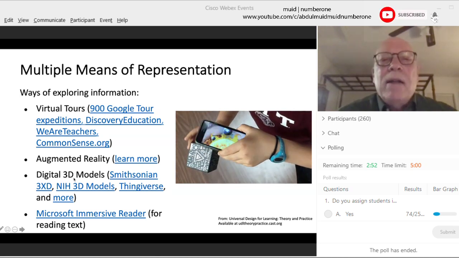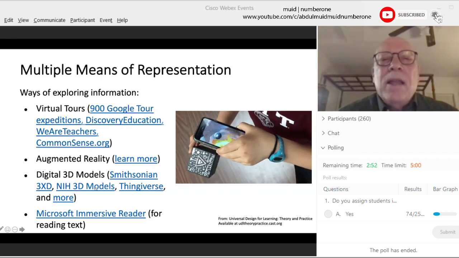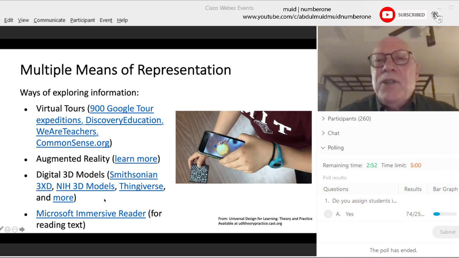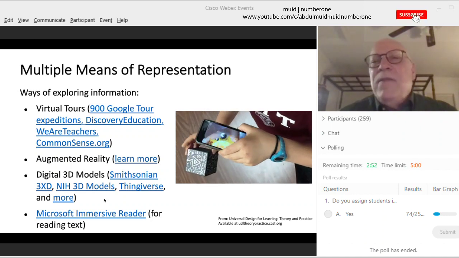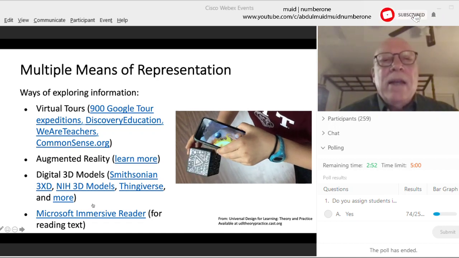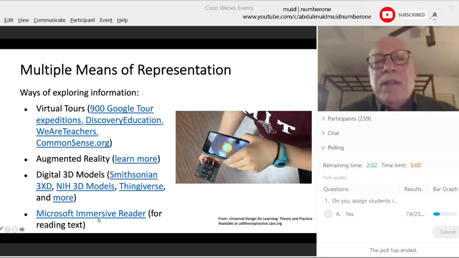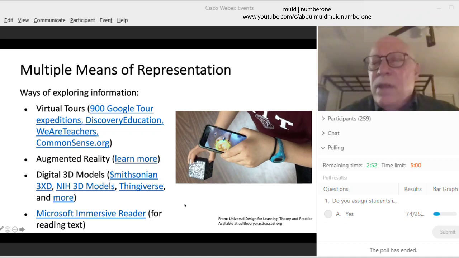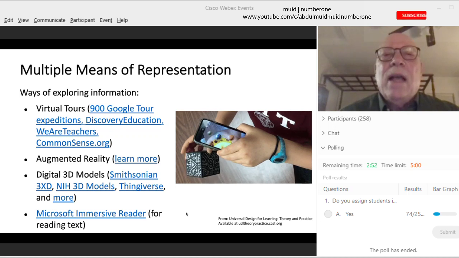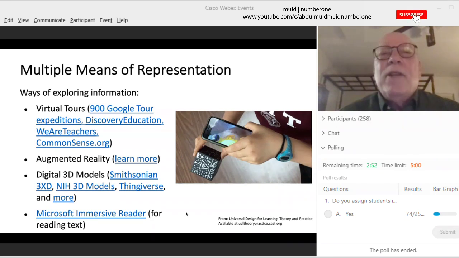So digital 3D models of things, the Smithsonian 3D, NIH 3D models, Thingiverse, and others will help you with understanding 3D digital models, looking at the video off to the right over here. And also for reading text, things like the Microsoft Immersive Reader. These are all things that are out there for you to use. There are so many tools to work with and to actually play around with your students. They will enjoy it, I'm sure.